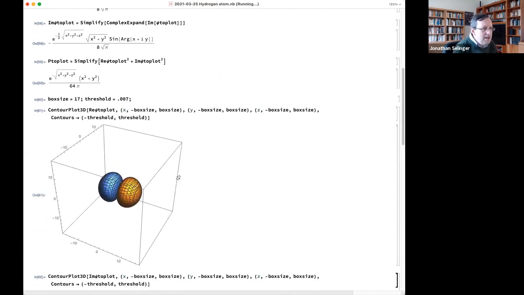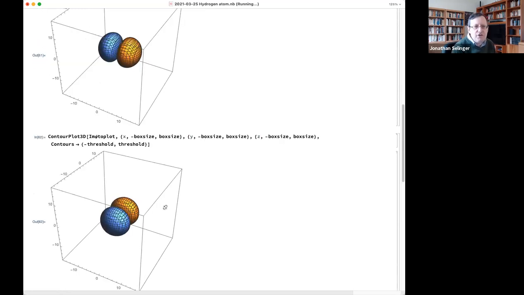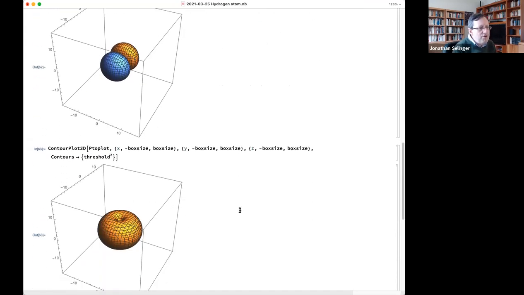Here it is, okay. So it has these two lobes in the real part of psi. So now they're along the x-axis instead of being along the z-axis, okay? And for the imaginary part, they're along the y-axis. So when I take the real part and imaginary part squared, I get this kind of a shape. It's sort of like a donut, right? For where there's the most probability of finding the electron. It's most likely to be in the XY plane, some certain distance out from the proton.